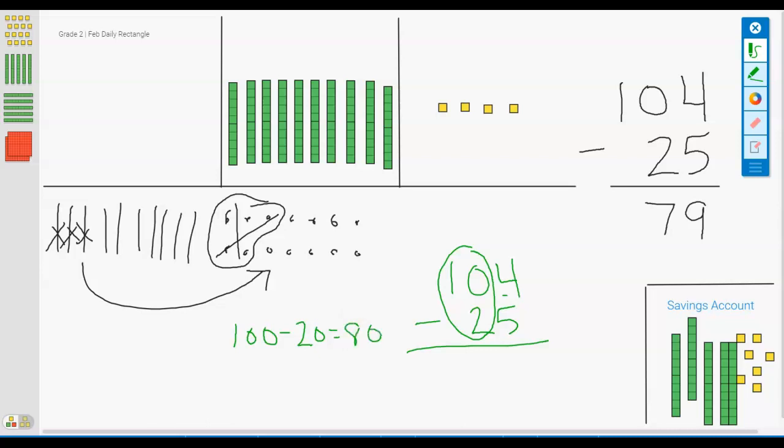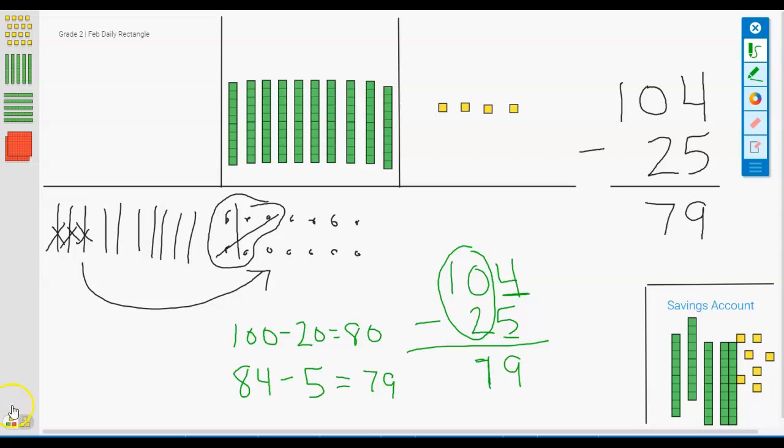But I still have my 4 ones on top, so I want to make sure I know I still have 84 left. I still want to take away my 5 ones. So 84 minus 5 equals 79. I have the same answer of 79. There are many other ways to solve this problem too.